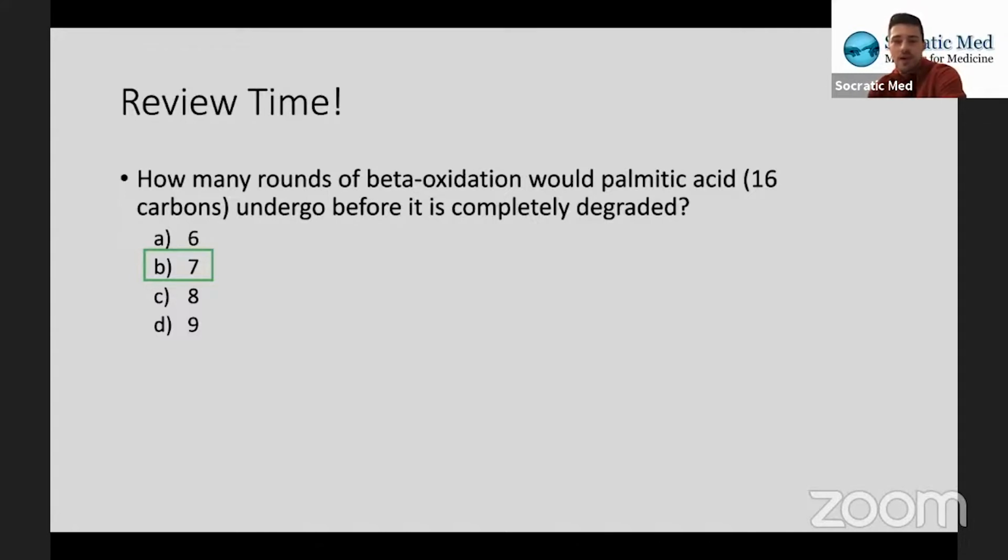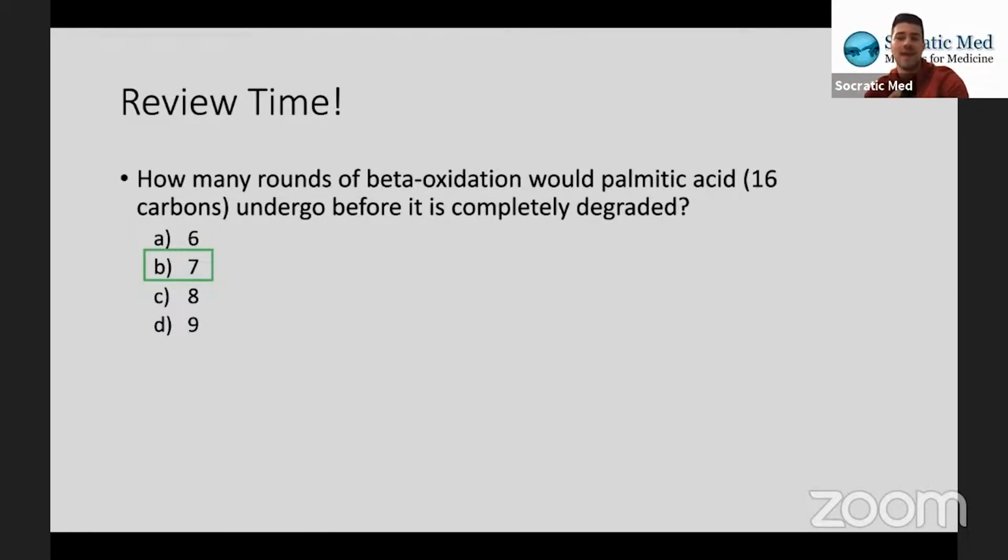So if we think about it, we have 16 carbons. We cut 2 off. We now have 14. That's 1 round. 14, we cut another one off. We now have 12 carbons, 2 rounds. We cut another one off, 10 carbons, 3. 8 carbons, 4. 6 carbons, 5. 4 carbons, 6. And then we're going to do 1 more cut between those 4 carbons for 2 acetyl groups, which makes 7.